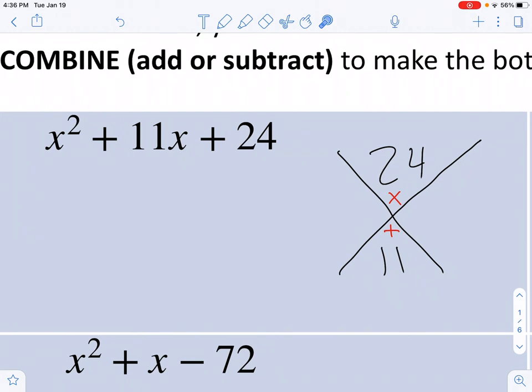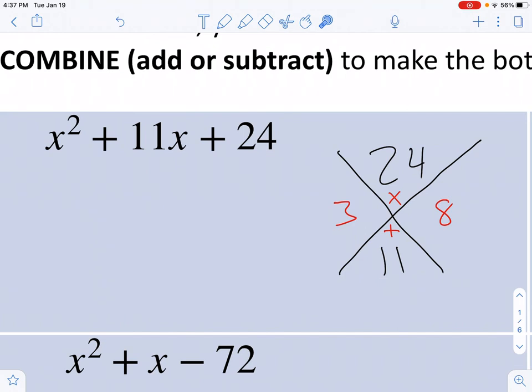3 times 8. Oh, you know what? Mental math, as I'm going through the factors, 3 times 8. Let's check this. 3 times 8 does make 24. And 3 plus 8 does make 11. So these are the side numbers we were looking for.